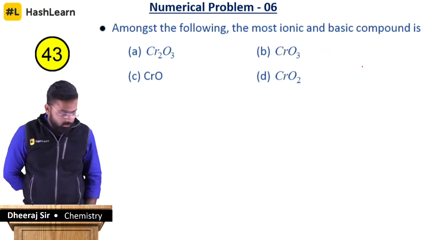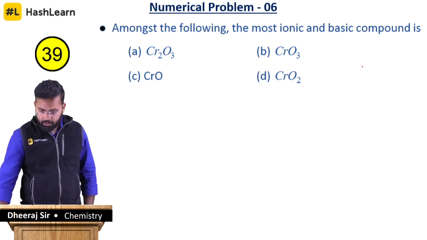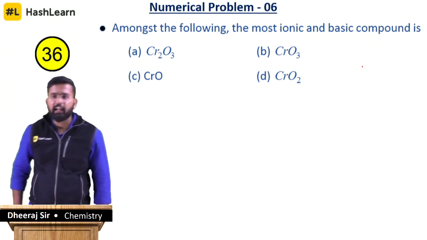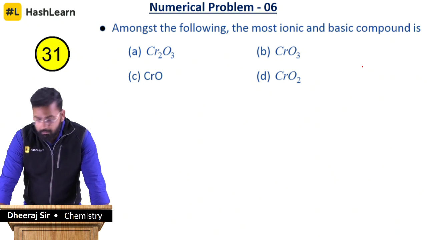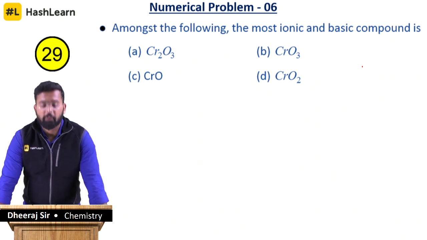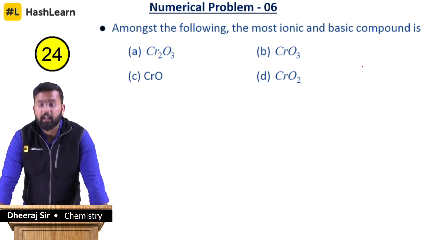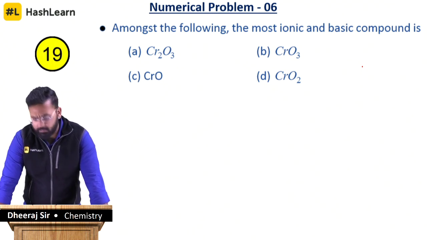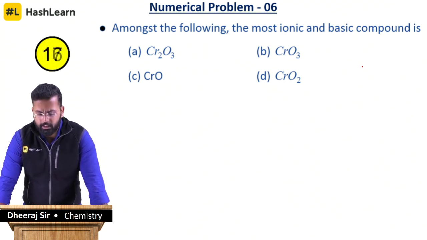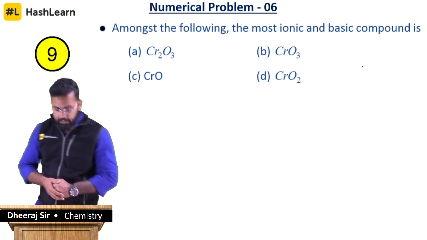Moving ahead to the sixth question. Amongst the following, the most ionic and basic compound is? The most ionic and the basic compound. This again tells you that the higher the ionic character, the better the basicity. That is the point to be remembered. So which is the most basic, and thus the most ionic, or which is the most ionic, and thus the most basic? It can be a consequence of both. Cr2O3, CrO3, CrO, CrO2. Which one is it going to be?